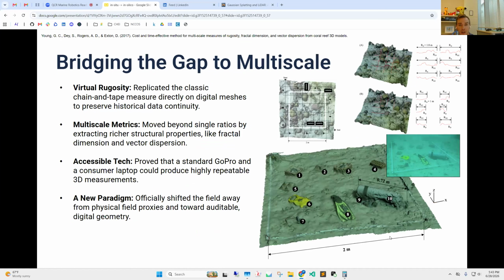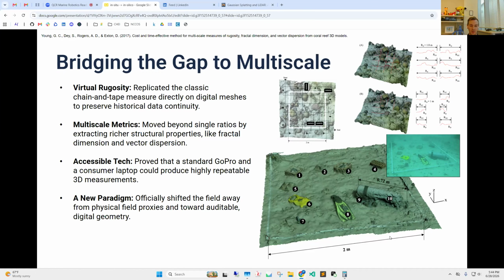And a couple of other, I think, key papers from this time. One was 2017 by Young et al. Grace Young, she worked at Google for a little bit in the Moonshot Factory. She had two really great papers, in my opinion. This is the first one. And they sort of help bridge the gap for ecologists to start adapting these 3D mapping techniques without necessarily abandoning their existing, sort of historical way of doing so.